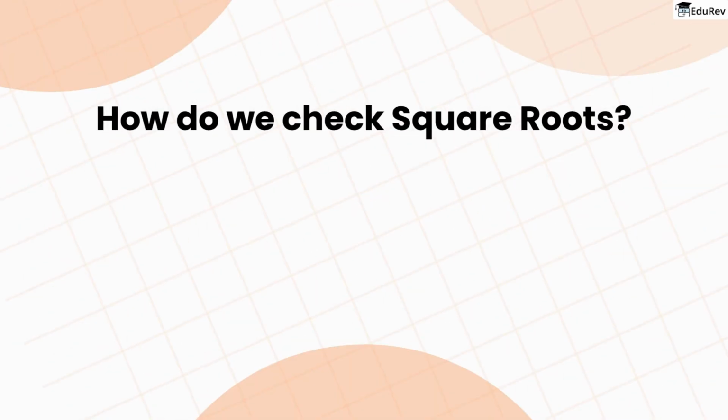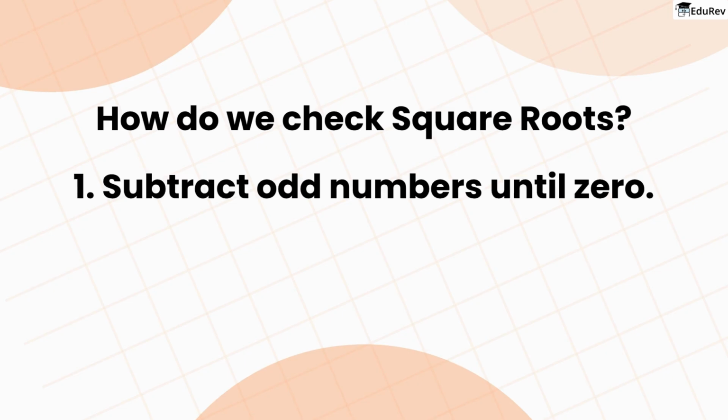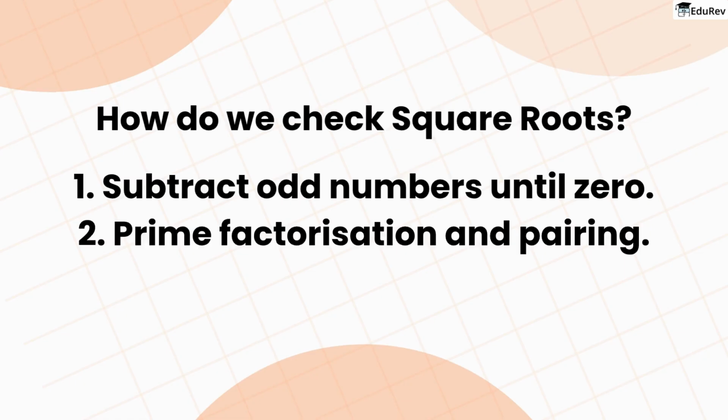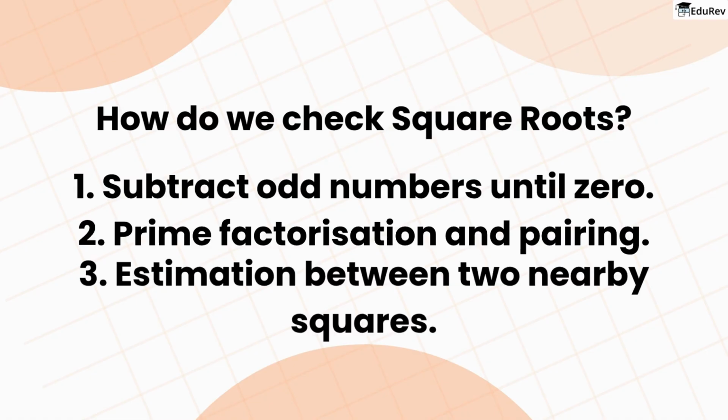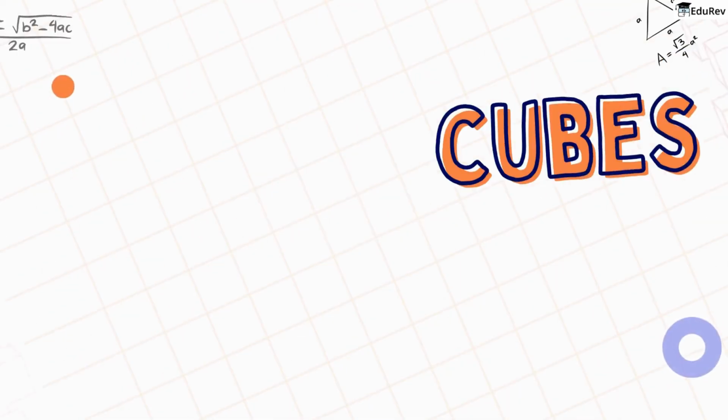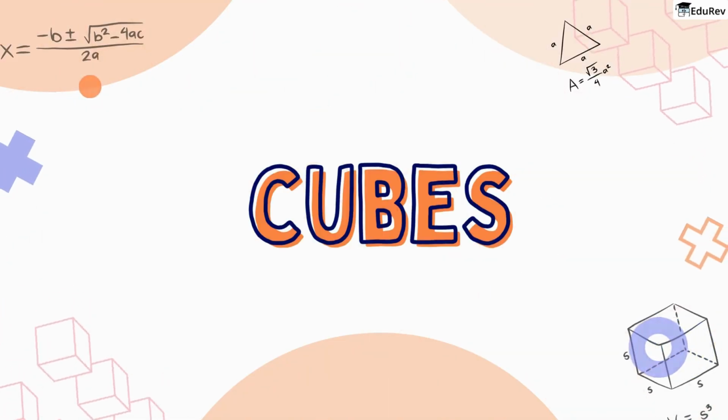Now, how do we check square roots? One way is by subtracting odd numbers, step by step, until we reach 0. Another way is by prime factorization and pairing factors together. And yet another way is estimation, comparing between two nearby squares. Now that we know about square numbers and their roots, let's step ahead into the world of cubes.